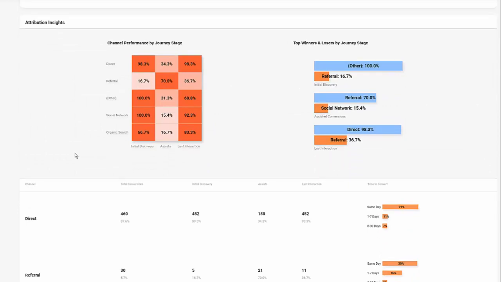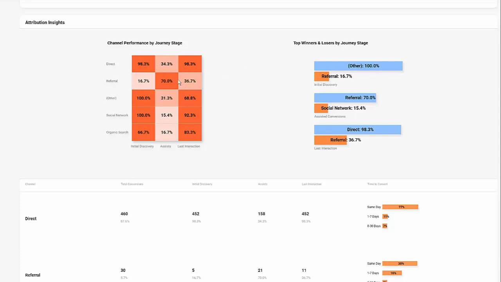Attribution insights, and this is the big one. This is where you're going to find a lot of interesting, actionable data. So I'll go through each section. In the top left, we've got channel performance by journey stage, and then beside it, top winners and losers by journey stage. The winners and losers is more of a summary of what you see on this graph.